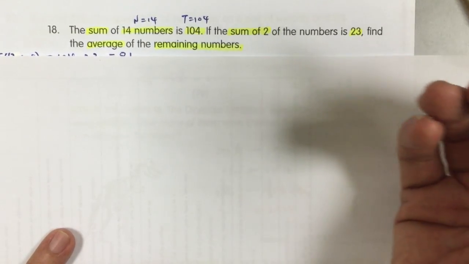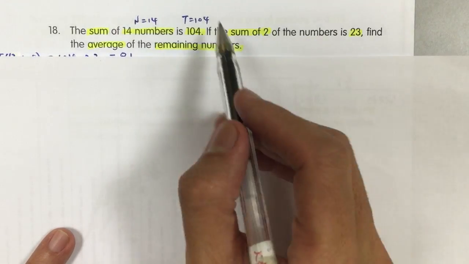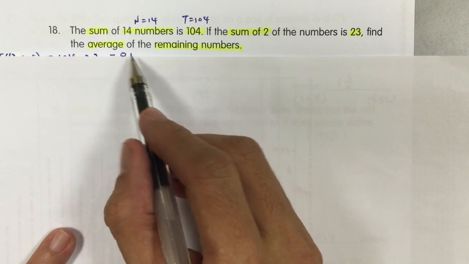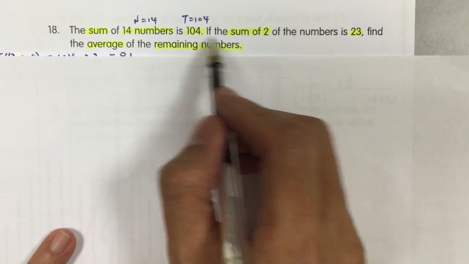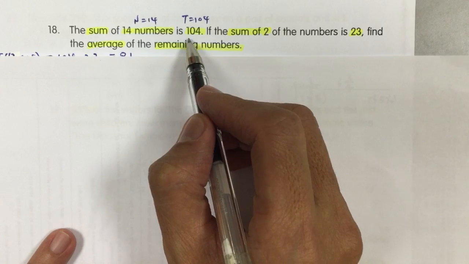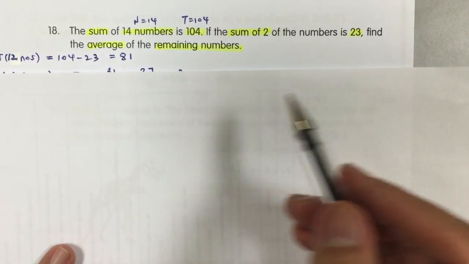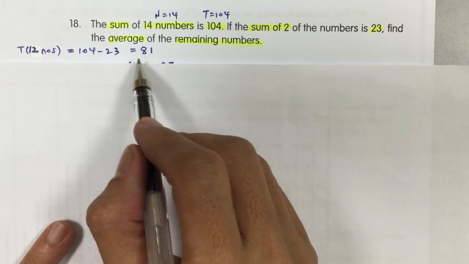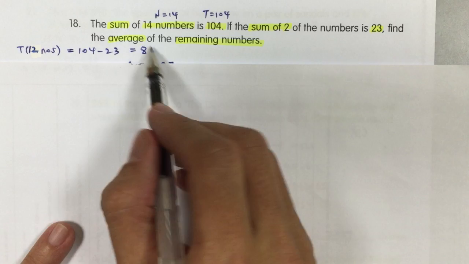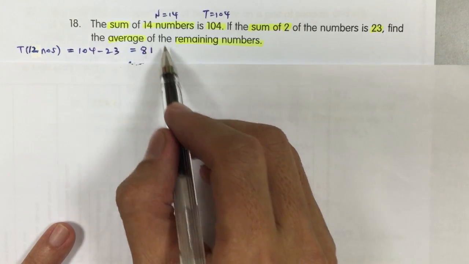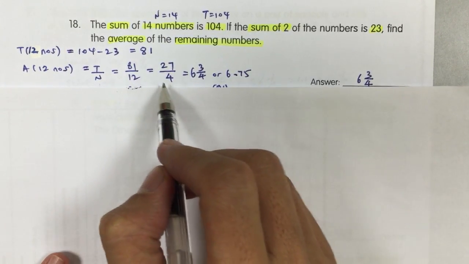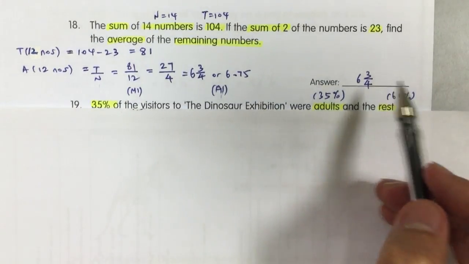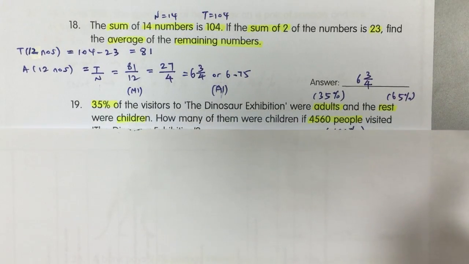This question is similar to question 17. So first I find the total of 12 numbers. So I take total sum 104, subtract away 23. So total of 12 numbers, I will have 81. So the average of the 12 numbers will be total 81 divided by 12. I will have 6 3/4 or 6.75. That's my answer.